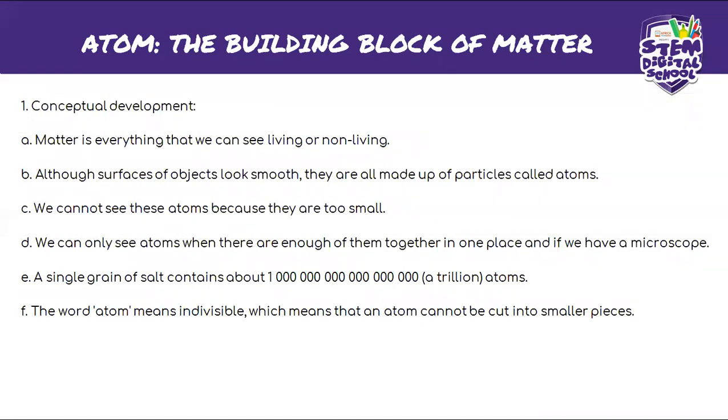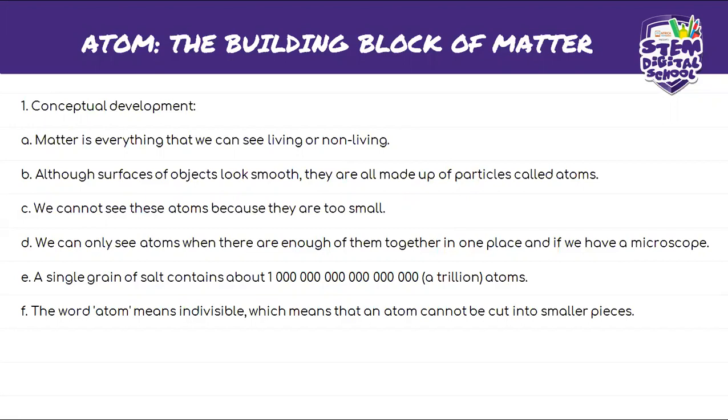Okay, let's look at this conceptual development. So as we said, matter is everything that we can see, either living or non-living. A dead wood, a dead animal, a piece of stone, a tree, a crocodile, a fish in the pond. Yes. So matter is everything that is around us. B, although surfaces of objects look smooth, they are all made up of what? Particles called atoms.